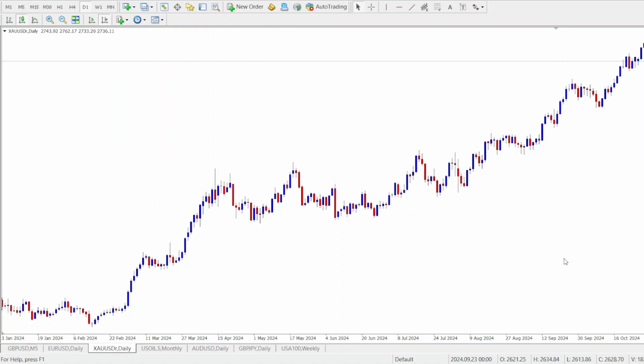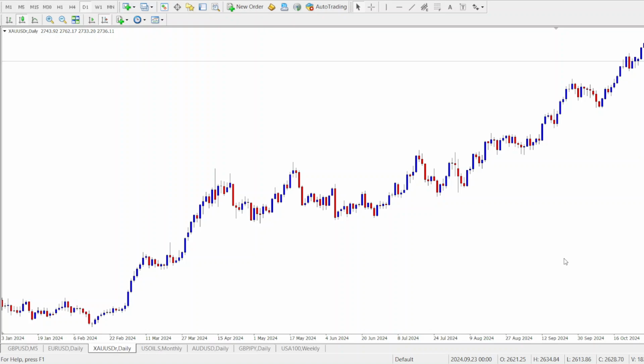Now let us start with the basics. What exactly are trend following indicators? Simply put, these indicators help traders detect the current market trend and guide us on whether to enter, hold, or exit a trade based on that ongoing momentum.